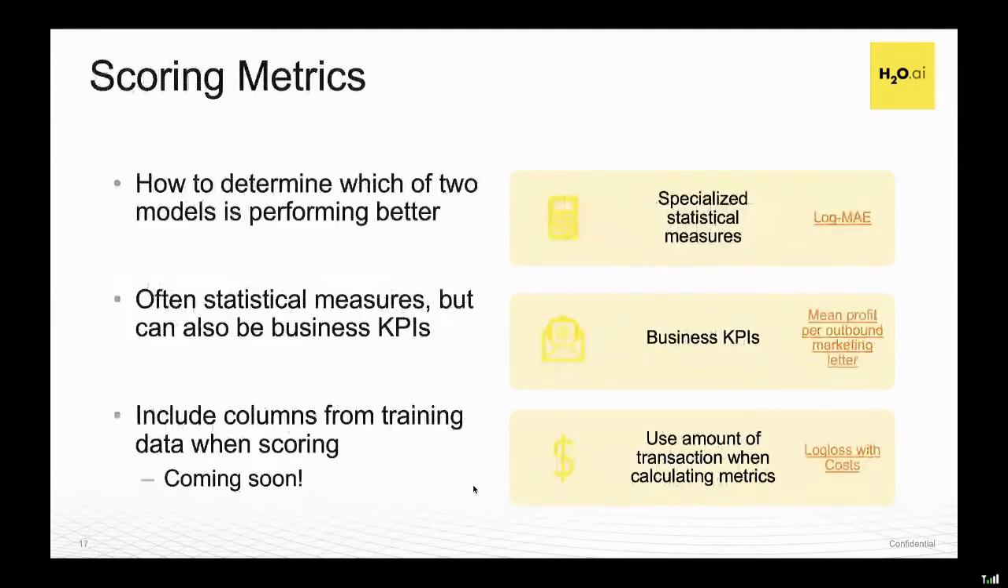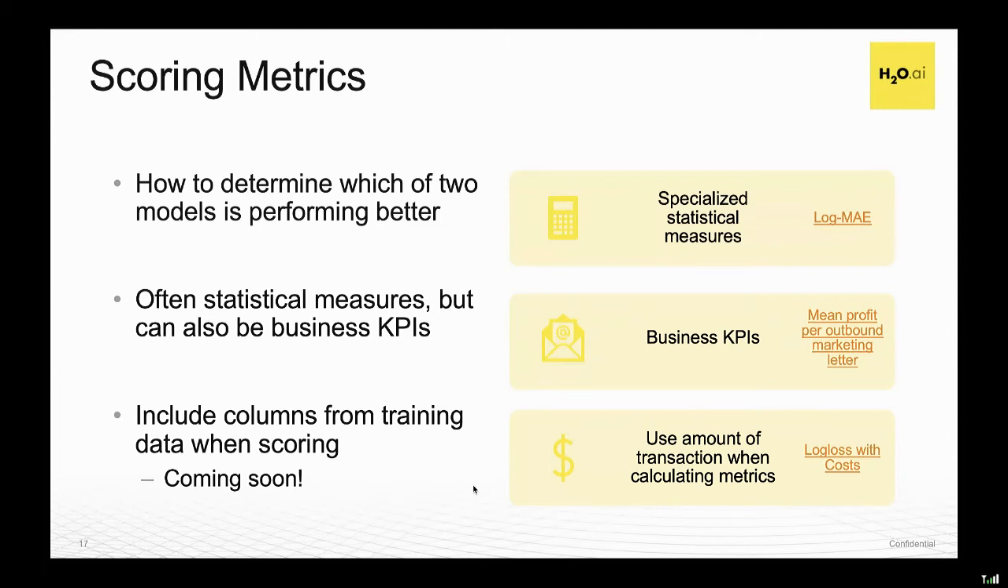The last type of recipe that we're going to talk about is scoring metrics. We've mentioned that Driverless AI is a competition, and we're choosing the best models that meet your business needs. But how do we know if one model is better than another? That's done with a scoring metric. Usually this is going to be a statistical measure. For binary classification, common ones are things like F1 score or area under the curve. For regression, you might have the root mean squared error, or MAPE.